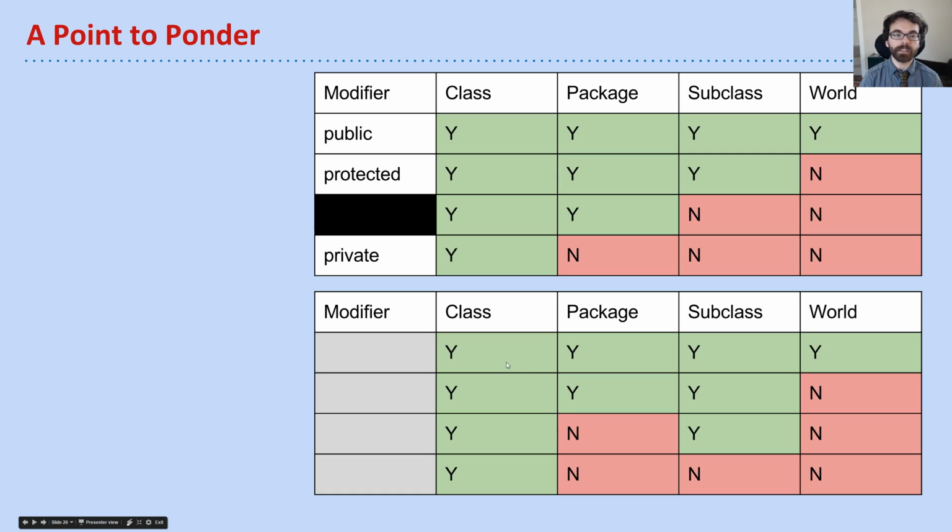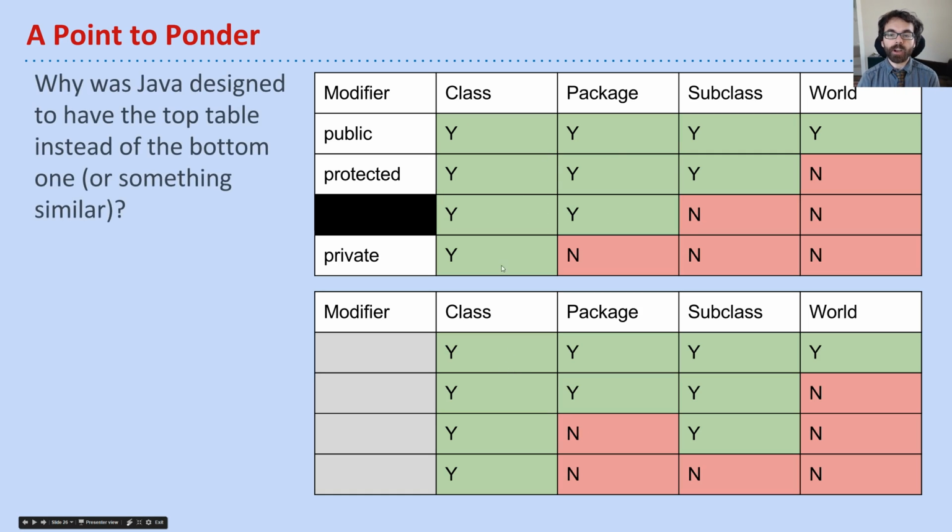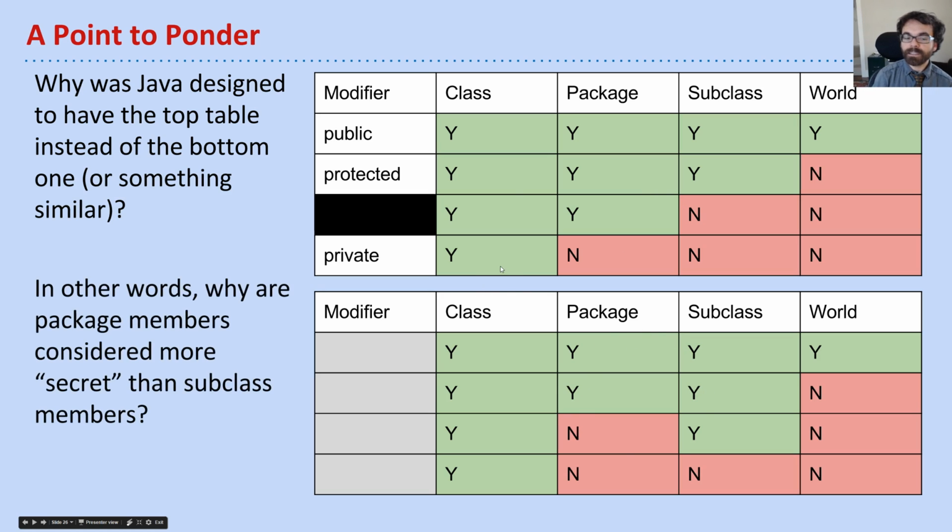So this raises my second question for you, which is, why did the creators of Java decide to set up the access modifier table like this as opposed to this? In other words, why did they consider package members to be more secret than subclass members? As we note here, there's no way to say subclasses can do it and packages can't. So why do you think they decided to make this the table and not this? Okay, just a very tricky question, so I made it blue.